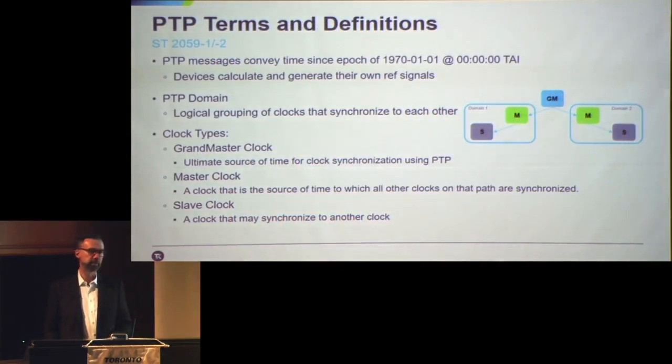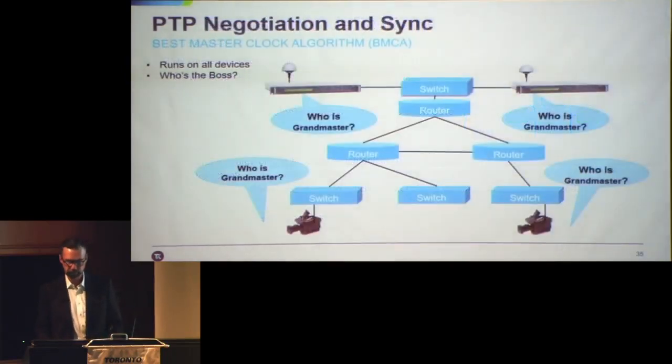PTP, in short, because we could go on for days about that, is simply a counter. It's a time information only. There are no frequencies. There's no signals involved with it. It's just a count, starting since January 1st, 1970. Every device in the network has to recreate its own frequencies, its own phase calculations from that. There's the concept of a PTP domain, kind of like a VLAN, but for PTP. I can only listen to people in my own domain. There's clock types: grandmasters, masters and slaves.